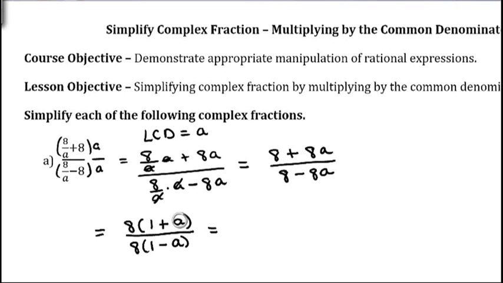Now that we have 8 times this quantity in the numerator and 8 times a quantity in the denominator, we can cancel the 8's, leaving us with 1 plus a over 1 minus a. And you can't cancel the a's or the 1's because there's addition that is separating them and subtraction down here, and it has to be multiplication as it is in this situation. So this would be our final answer.